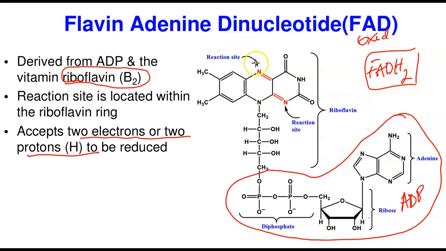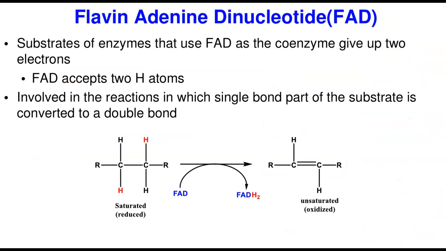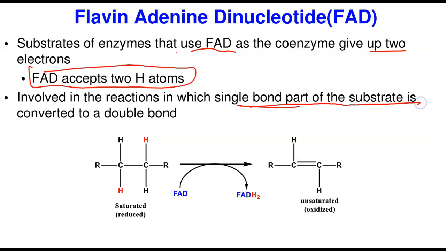So look here, hydrogen is added on both of these sides to make it reduced, or removed to make it oxidized. So it accepts 2 hydrogens, unlike NADH that only accepts 1 hydrogen, allowing the other hydrogen to float around. Let's see a typical reaction where this takes place. The substrate of enzymes that use FAD as coenzyme gives up 2 electrons, whereas FAD itself accepts 2 hydrogens or 2 protons. It is involved in reactions in which single bonds in the substrate are converted to double bonds.